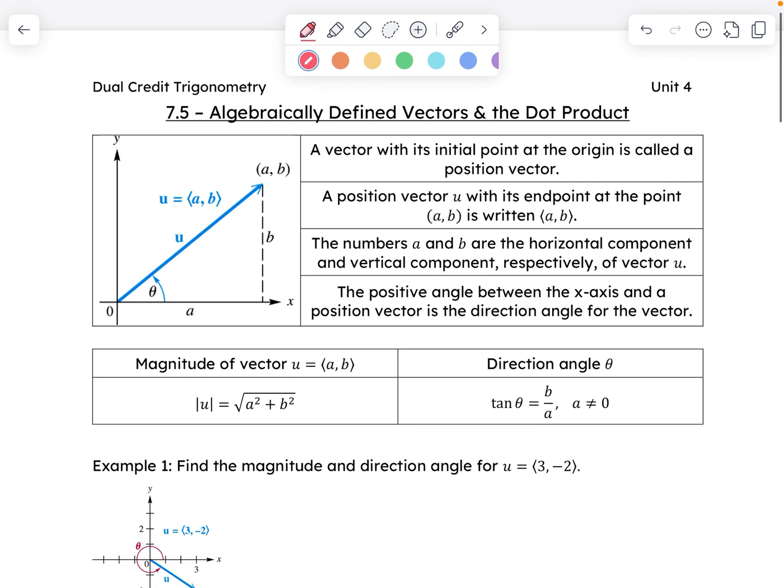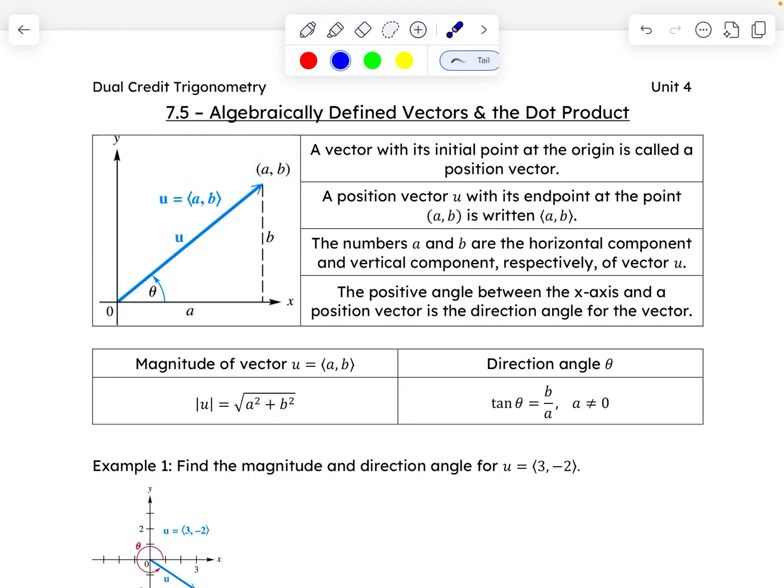Hey guys, today we are looking at 7.5, which is going to talk about algebraically defined vectors and the dot product. So when we're talking about algebraically defined vectors, we are starting with the initial point of the vector at the origin of our coordinate grid, and then the end point of the vector is at the point (a, b). So that's this point up here, (a, b).